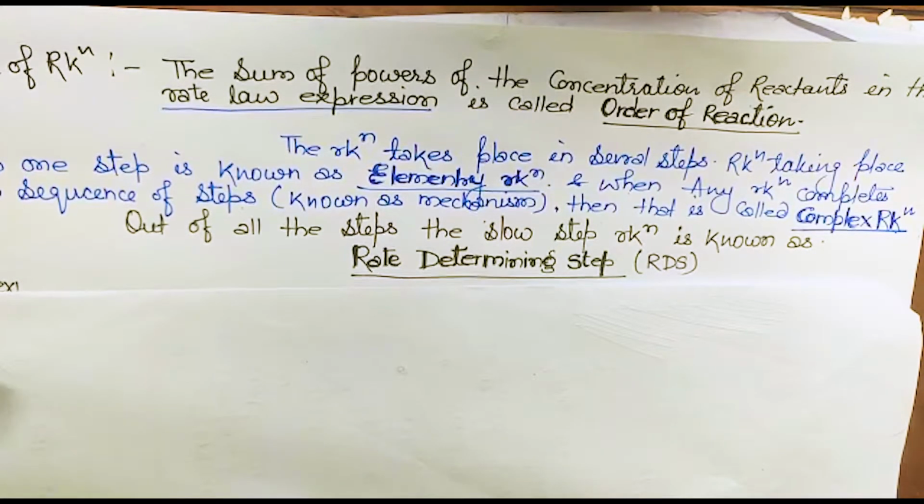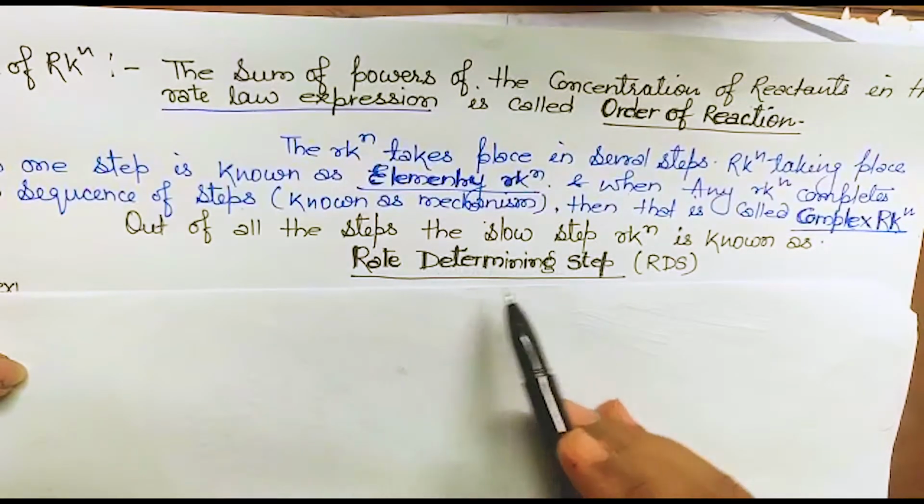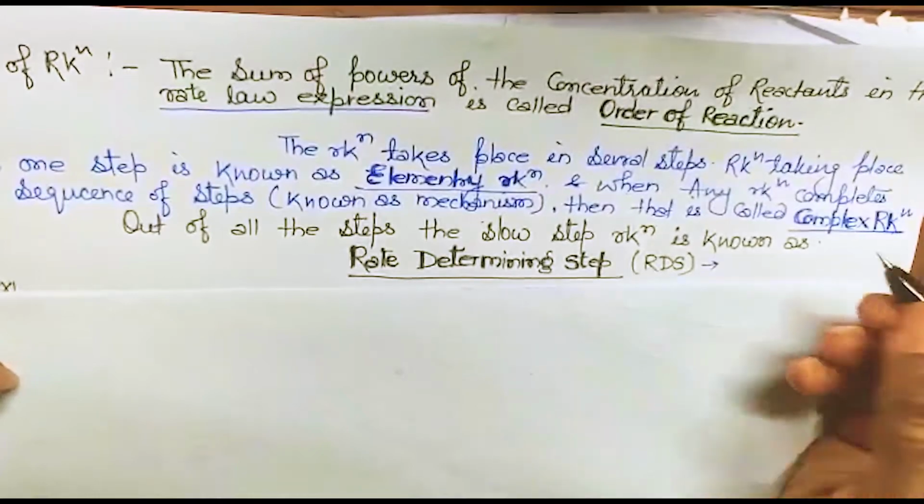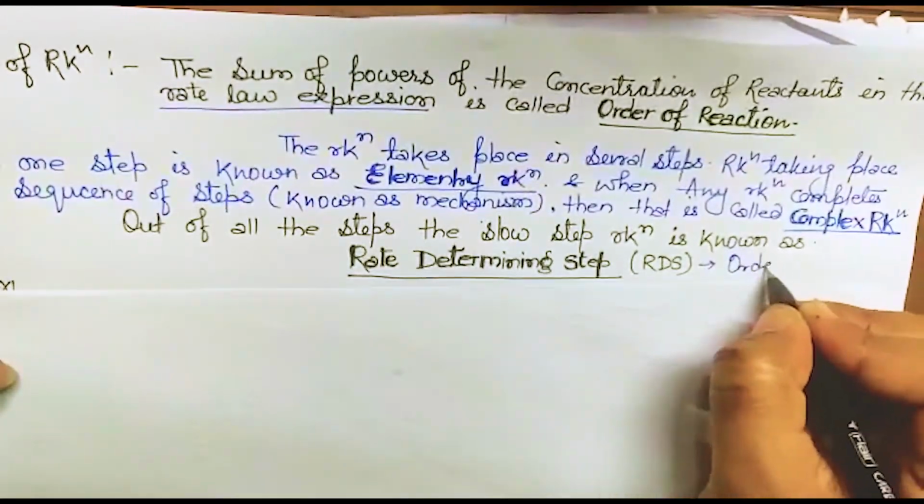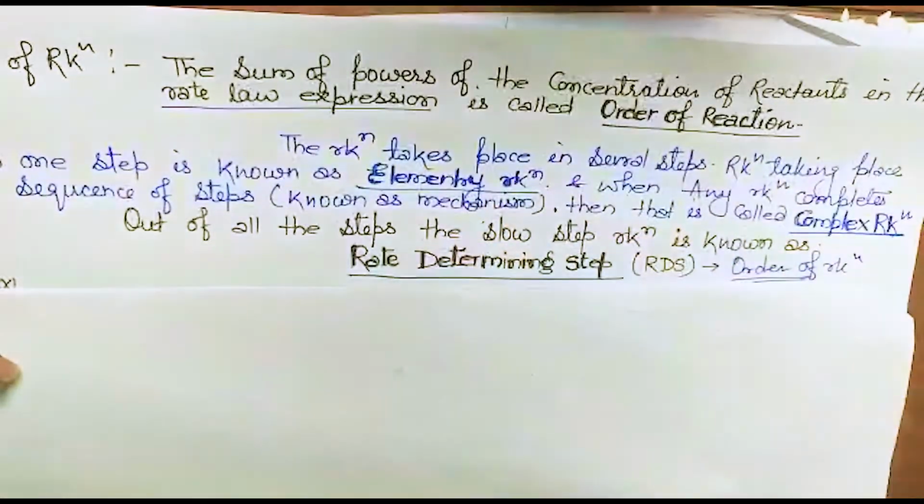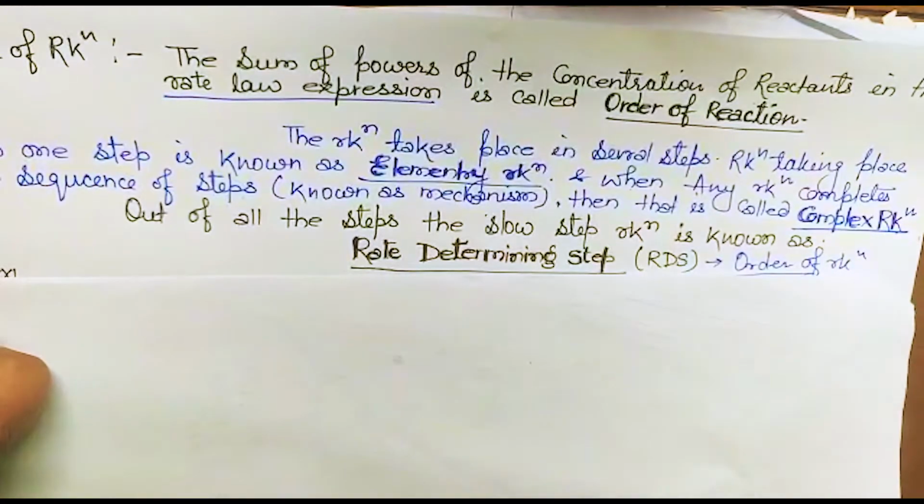And actually from there we can find the order. Got it? What I said: out of all the steps, the slowest step is known as the rate determining step, by which we can find the order of reaction. So for this I have written a question, so let us do it with this question.